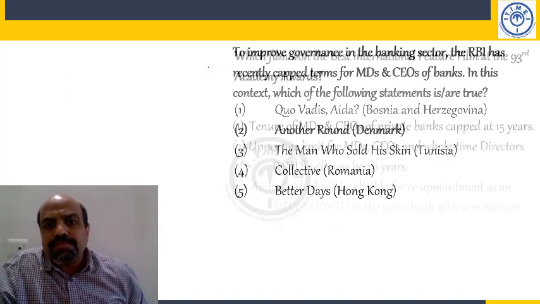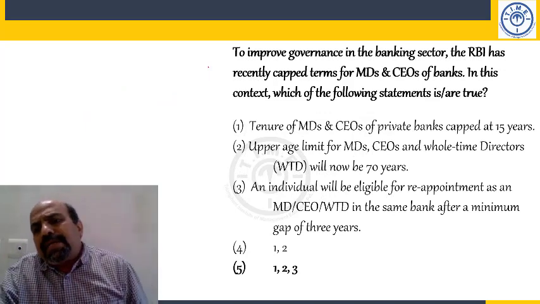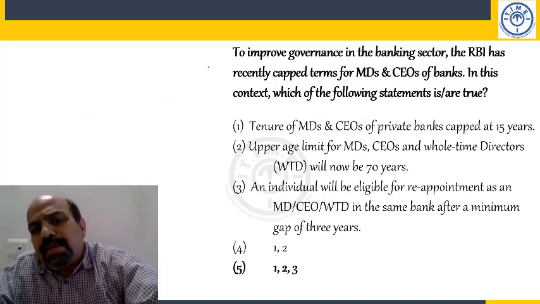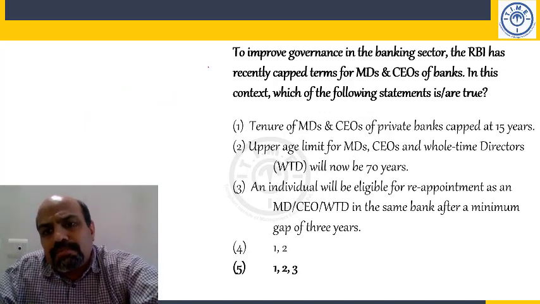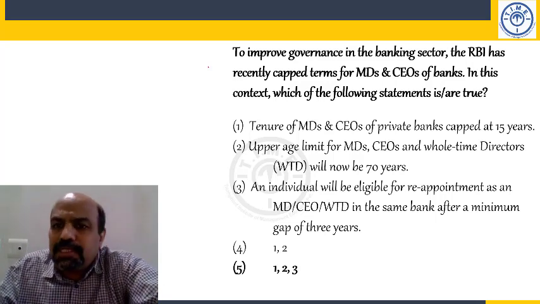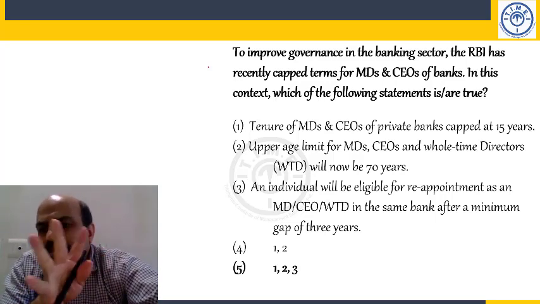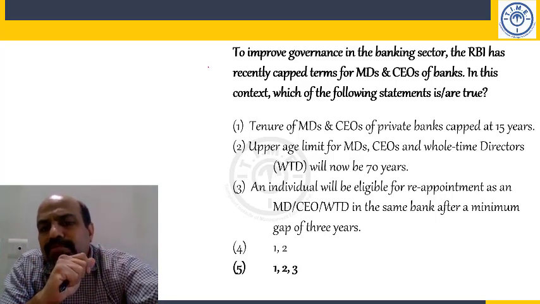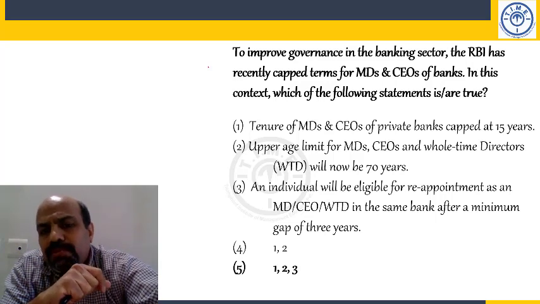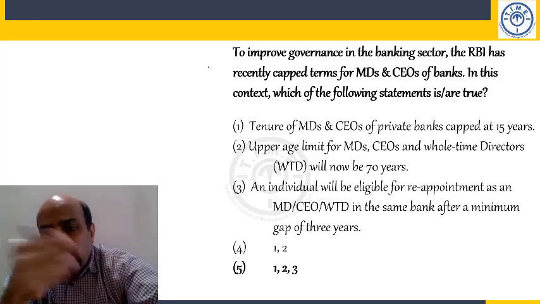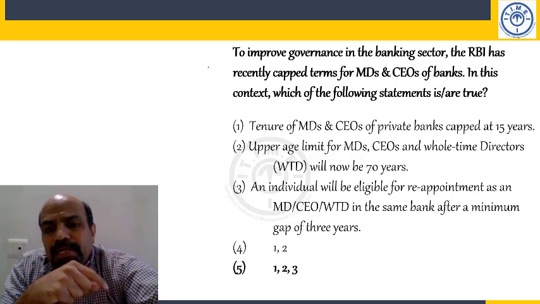Okay. Next. To improve governance in the banking sector, the Reserve Bank of India has recently capped terms for managing directors and chief executive officers of banks. In this context, which of the following statements is or are true? Tenure of MDs and CEOs of private banks will be capped at 15 years. The upper age limit for MDs, CEOs and whole-time directors will now be 70 years. Higher upper age limit has been increased.